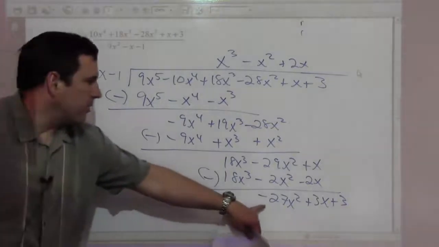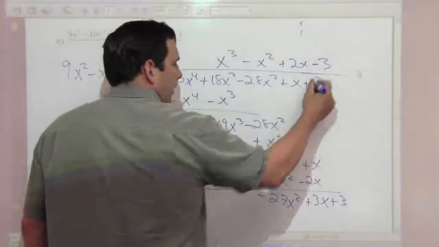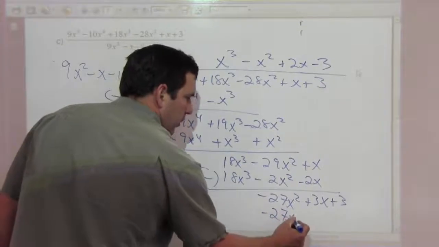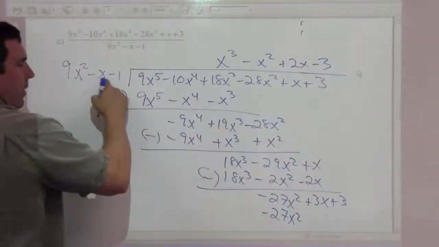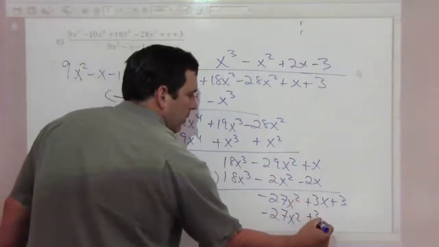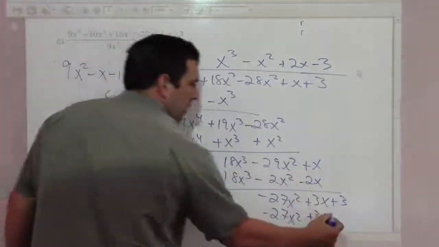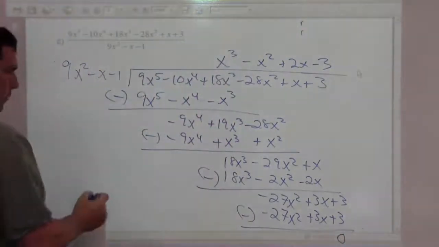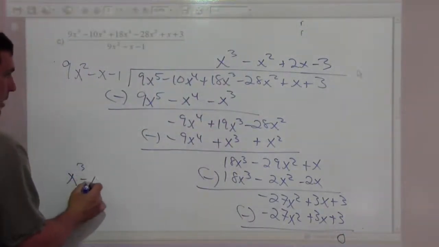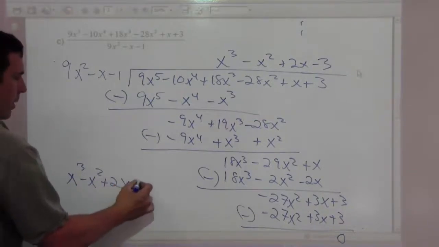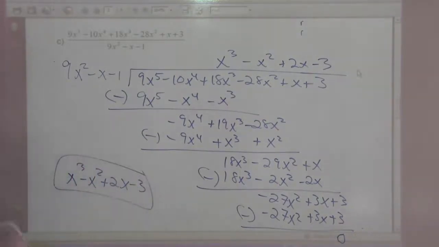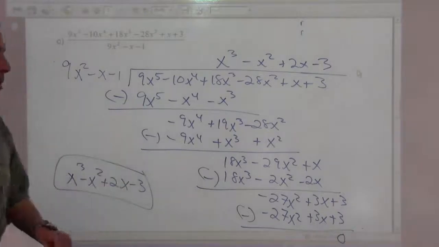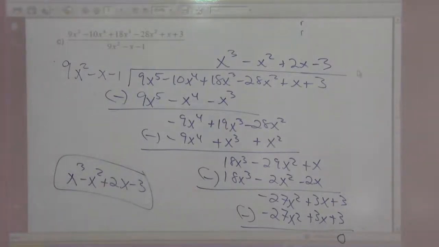9x squared times what is negative 27x squared? That's negative 3. Negative 3 times negative x is 3x. Negative 3 times negative 1 is 3. We're subtracting, so hey, look at that, a remainder of 0 again. So our answer is x cubed minus x squared plus 2x minus 3. It's fun when things work out like that, when we have a 0 remainder. Okay, I'm going to go on to the next page.